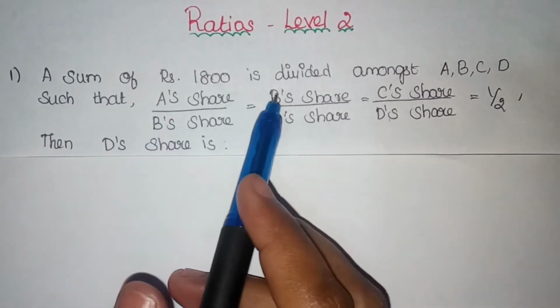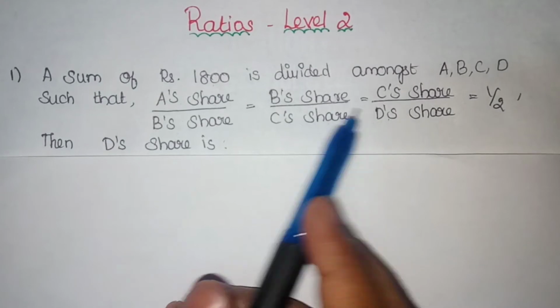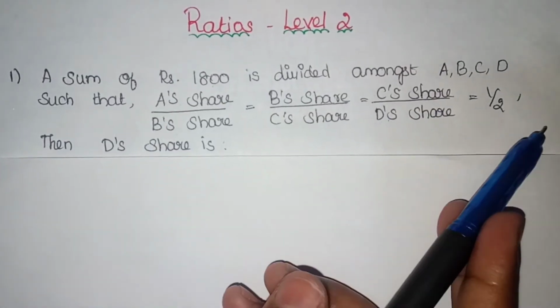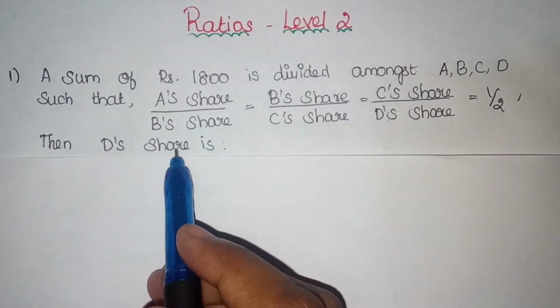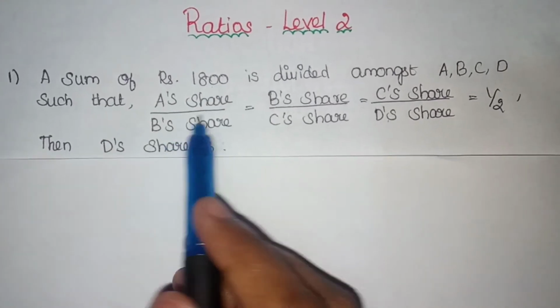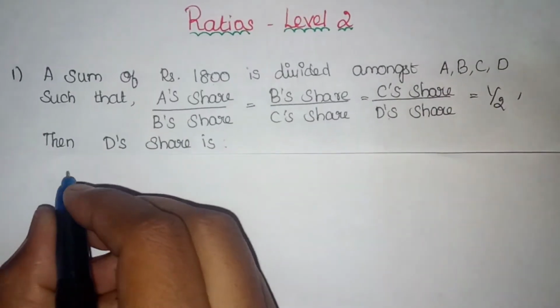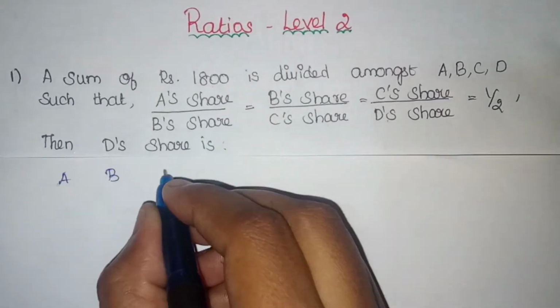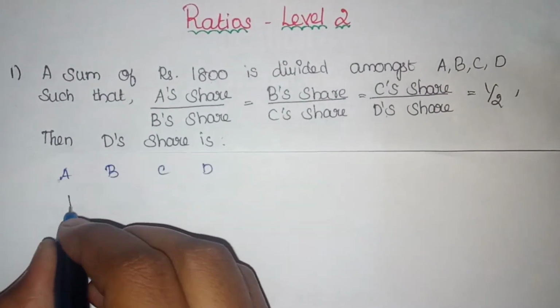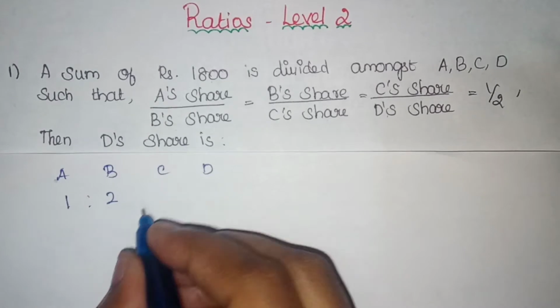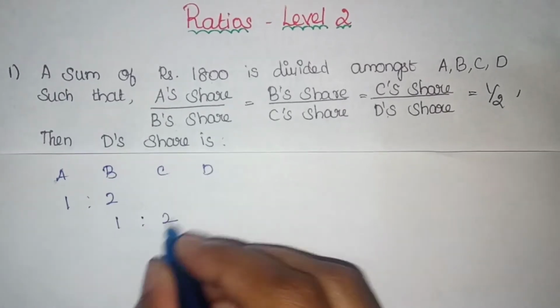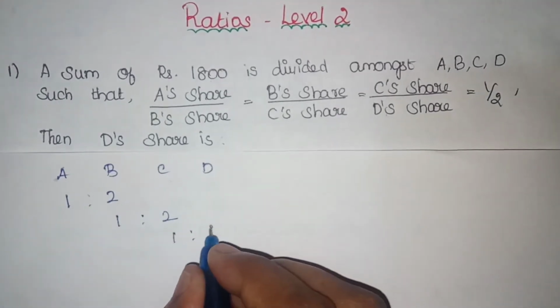of A to B. Here B to C and here C to D. So the ratio is the same, that is 1:2. So for finding D's share, first we have to combine these three ratios together to form a single ratio. So A, B, C, D. So ratio of A to B 1:2, B to C 1:2, C to D 1:2.